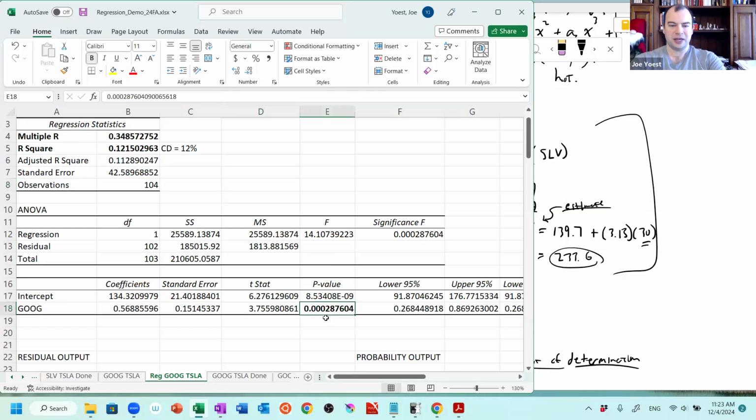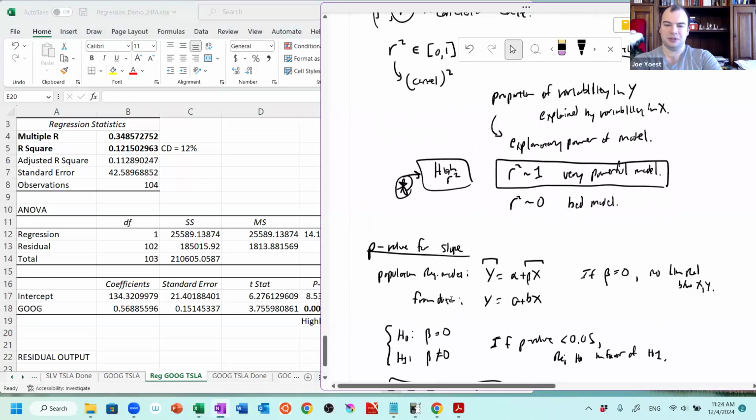I do notice my p-value for the slope is highly significant, 0.0003 or so. Well, 0.01 would be 1%. So 0.001 would be like 0.1%, or this is really like 0.03%, right? This is highly significant. It's much less than 1%. So I'm quite certain that there is some linear component to this relationship, right?